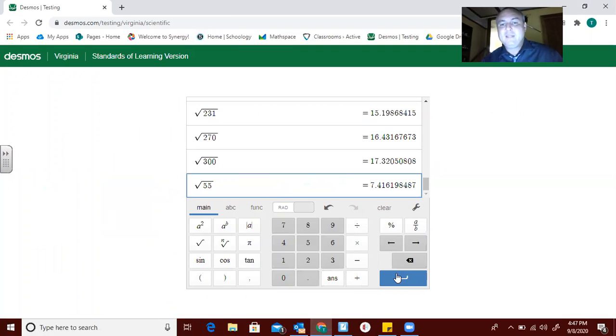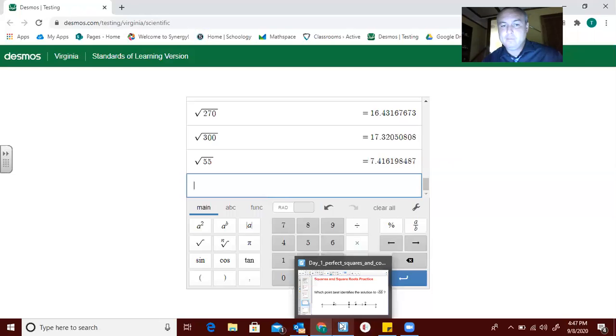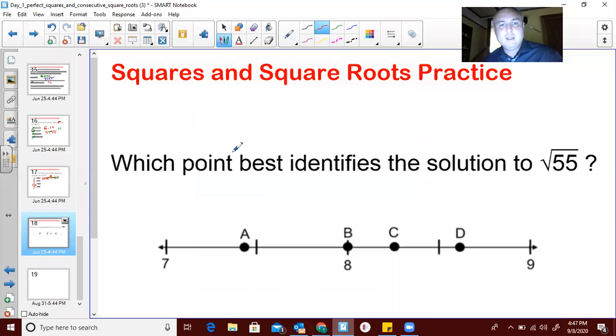Square root of 55 is 7.4161984887. We're going to round that off to the tenth, so it's going to be 7.4. If you have any questions about rounding, don't hesitate to ask. So here we have square root of 55 roughly equals 7.4.